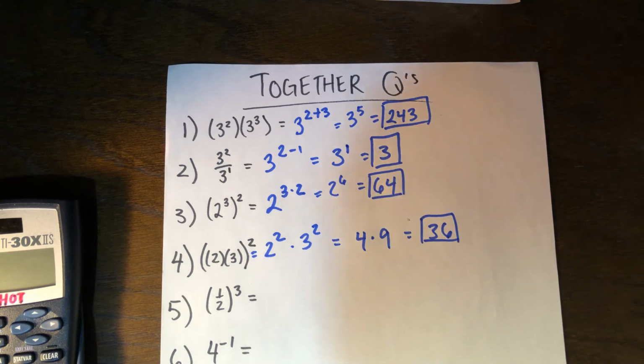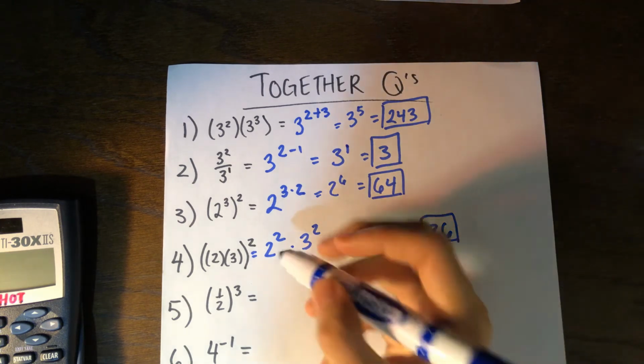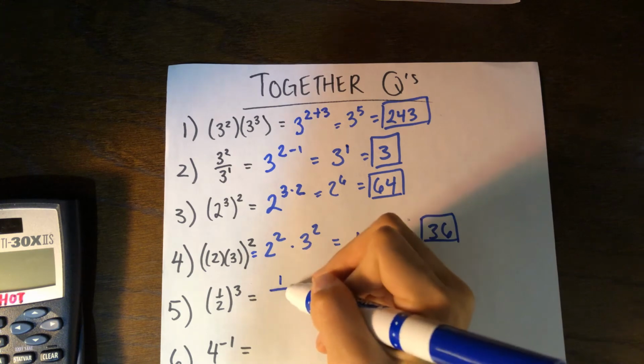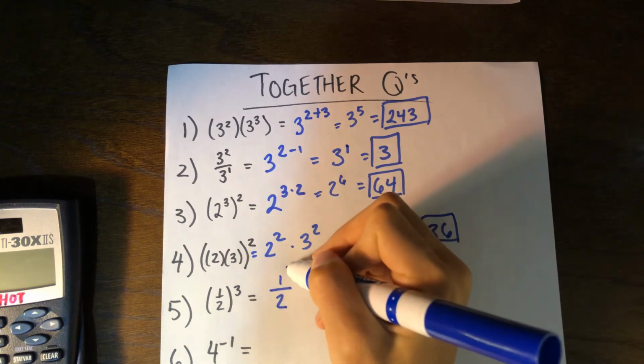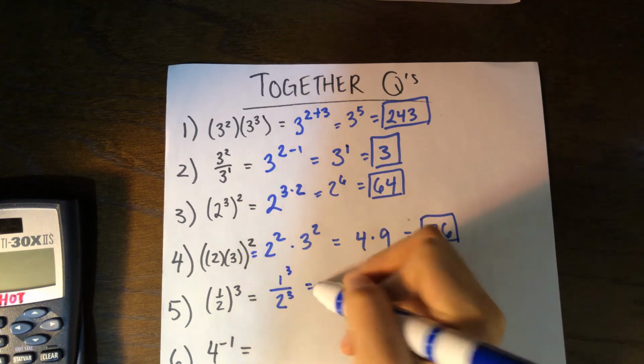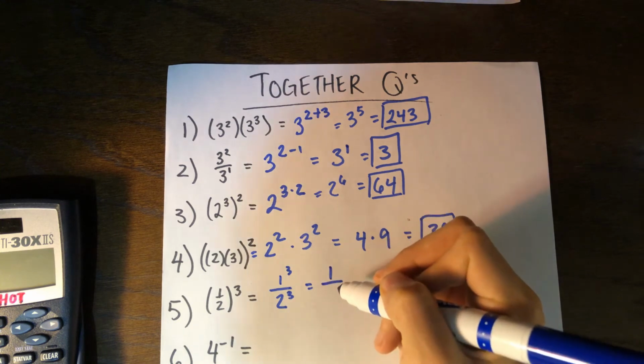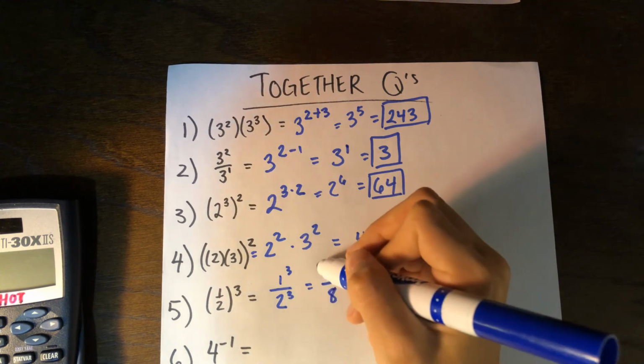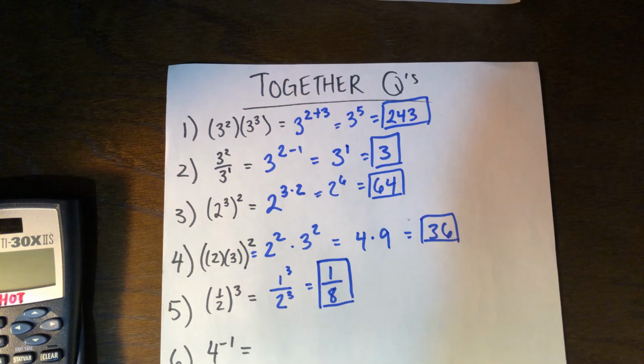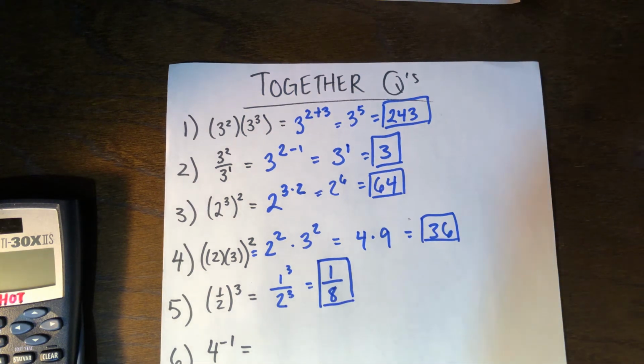Next we have a half cubed. So we just apply that exponent to both the bottom and top, so the numerator and denominator. So 1 squared is 1, 2 cubed is 8, so 1/8. You can leave it as a simplified fraction, or you can go to a decimal.